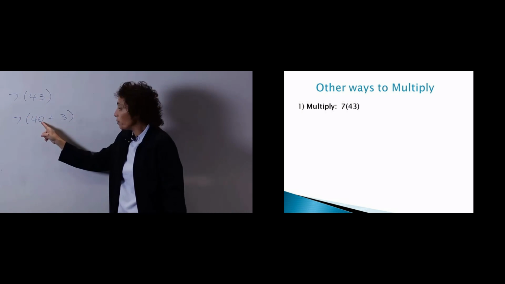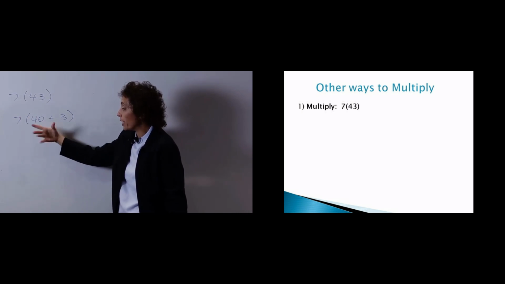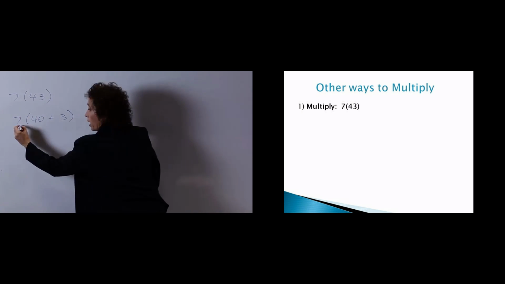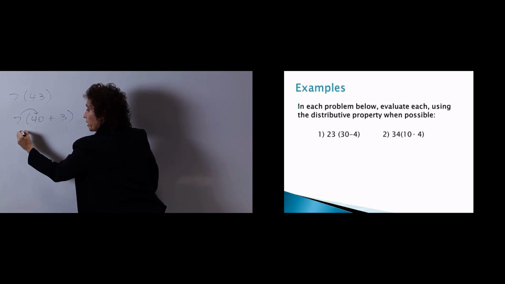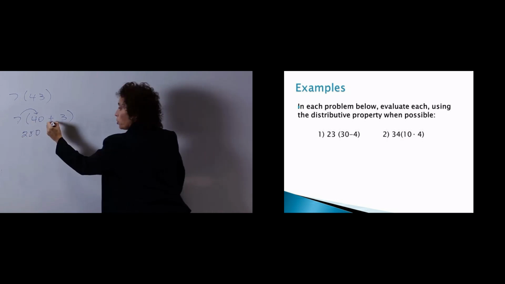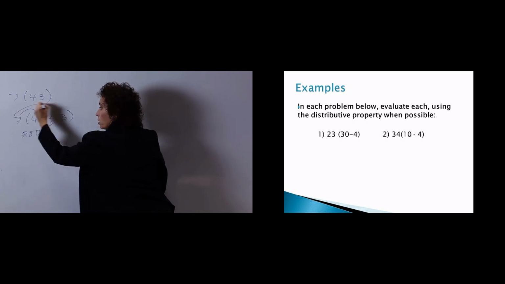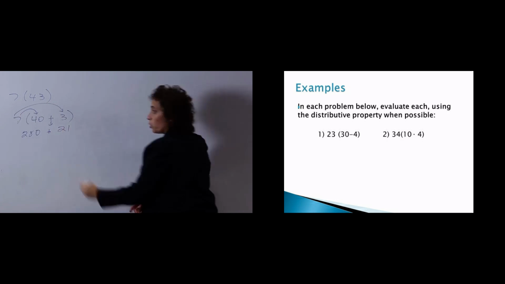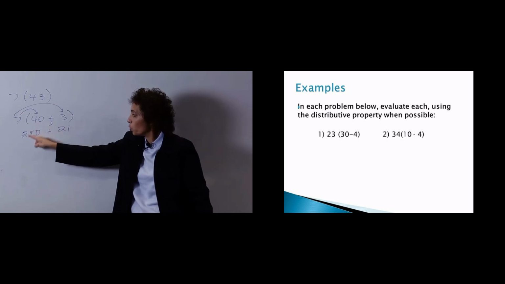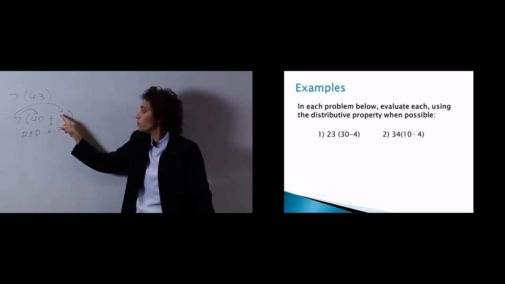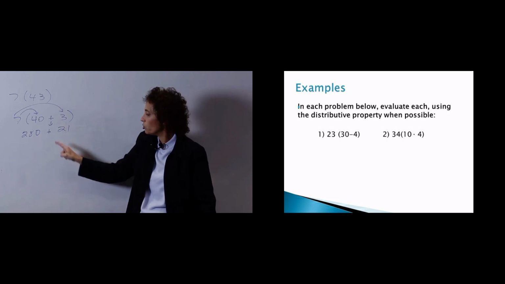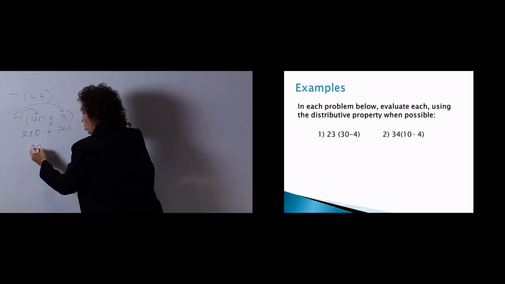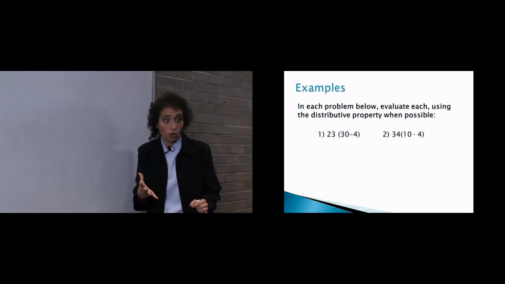Why is this a good idea? Well, because it's easy to multiply by a number that ends in a 0. So if we do this, we can actually go 7 times 40. 7 times 4 is 28. Put the 0 on. Plus 7 times 3, which is 21. So notice what I did. 7 times 4 is 28, there's the 0 for 280. 7 times 3 is 21. So now we just add these because there's an addition here. 280 plus 21 is 301. Kind of clever.